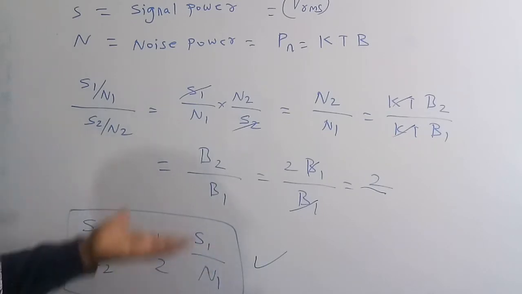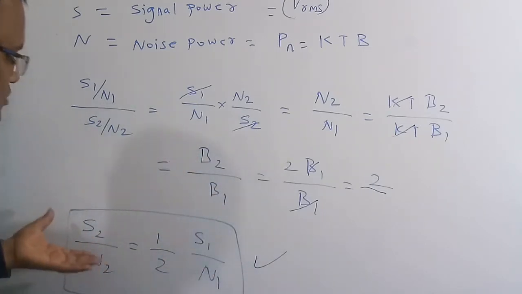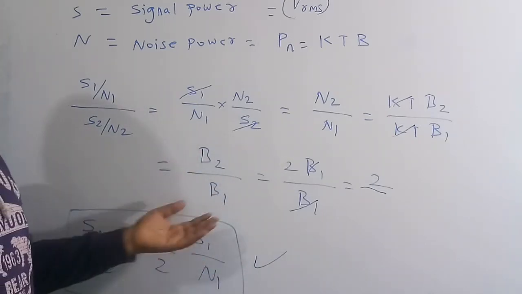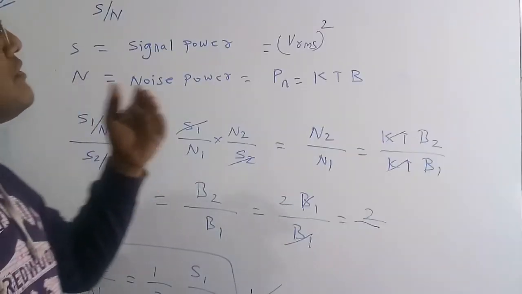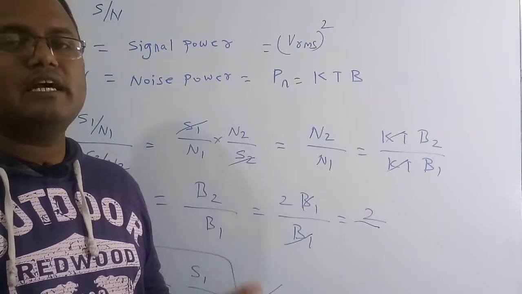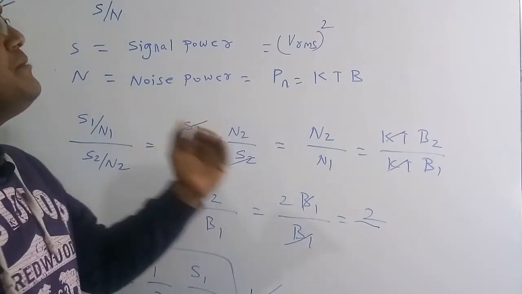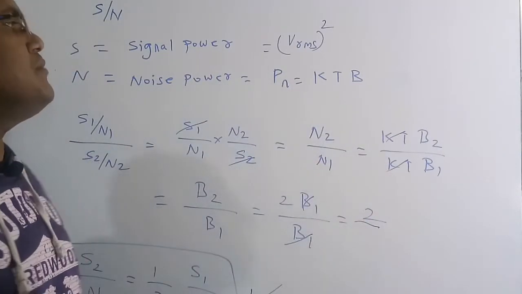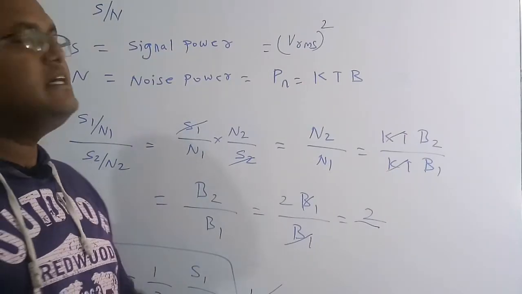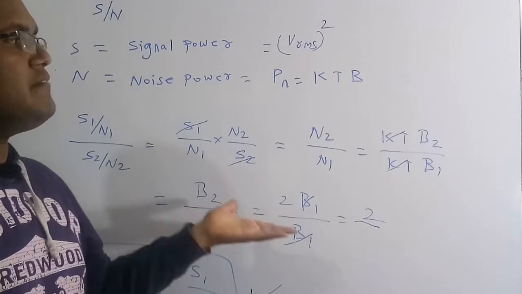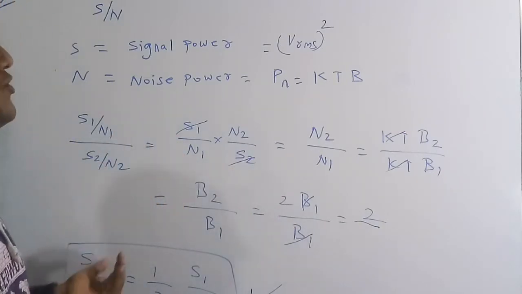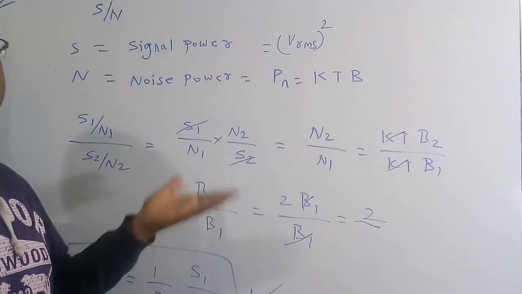So if you are going to increase the bandwidth by 2 times, then the new signal to noise ratio will become half of the previous one, or we can say half of the former, because signal power is going to depend only on the RMS value of the current or voltage, and it is independent of the channel bandwidth. So because of that we are going to assume the signal is the same, and the only thing we are going to change is the bandwidth. So based on the bandwidth we have found the signal to noise ratio is half of the signal to noise ratio of the previous one.